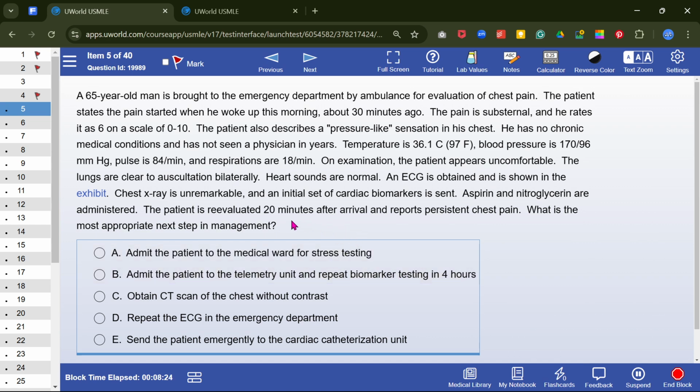The patient is re-evaluated in 20 minutes after arrival. Reports persistent chest pain. What is the most... Okay. ECG may be normal.